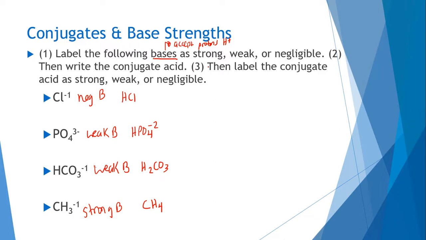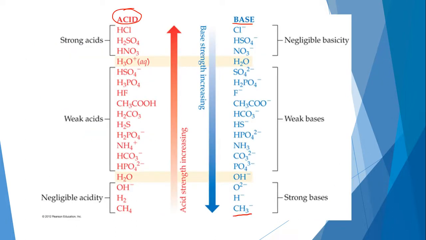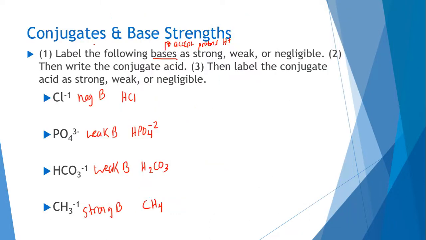Then for part 3, we need to label the conjugate acids. So all of these that we wrote are acids. So we're going to look at that acid side and say if it's strong, weak, or negligible. So I'm going to find that HCl. If we look at the acid side, HCl right here is under strong acids. So I'm going to say that the conjugate acid is a strong acid. Notice negligible base becomes a strong acid. Here, weak base. Now, if we remember the rule for this, this should be a weak acid. Let's go ahead and check.